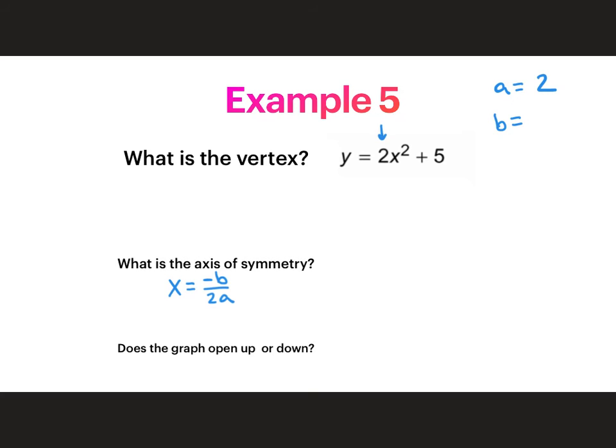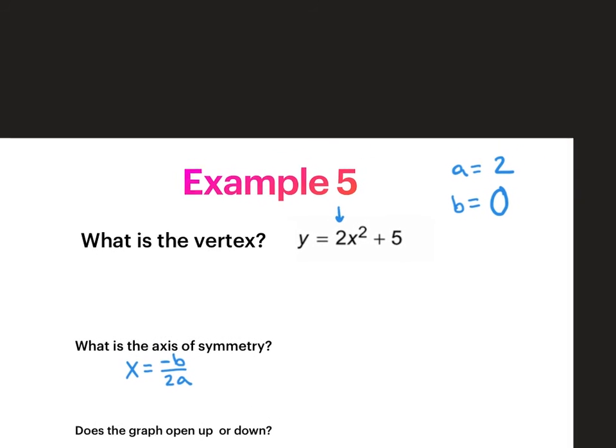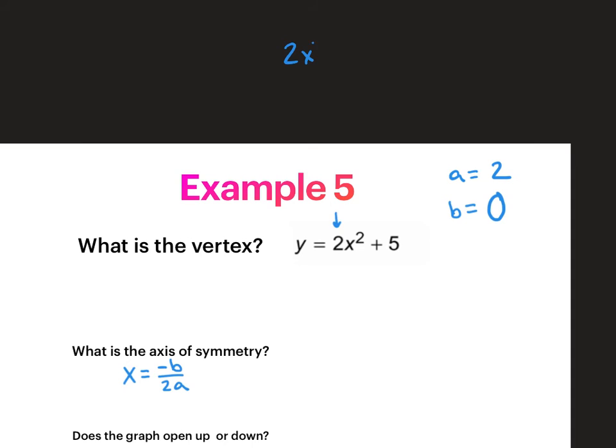Do we have an x? We don't have an x in this equation, so our b is actually 0. So if we had, let's say, 2x squared plus x plus 5, this is when our b would be 1, if we had an x there but with no number. But now we don't even have an x, so that's when our b is 0.